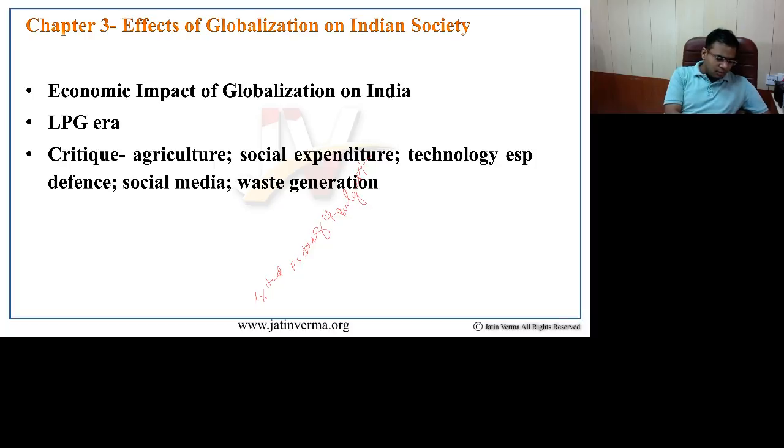One of the major critiques of the effect of globalization, especially the economic reforms, has been that the agriculture sector lost its importance in terms of government policy. Public expenditure is a very important term that one must know. Public expenditure on agriculture became very low. And fixed capital formation is also a very important term.